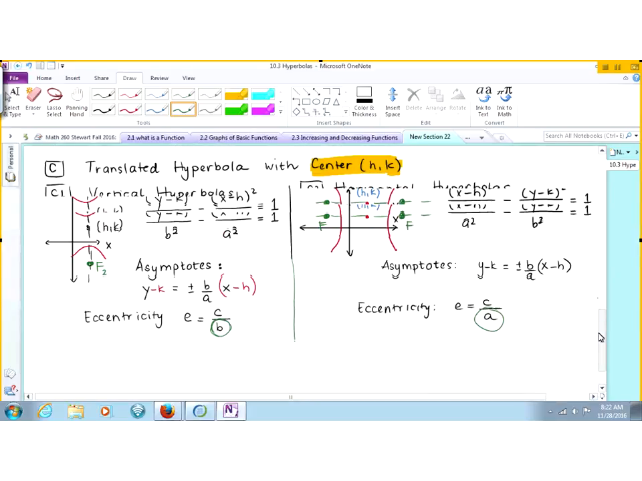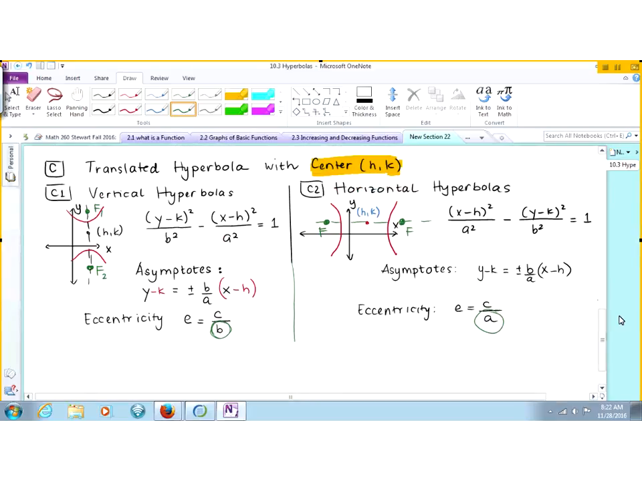Okay. Now let's do examples for the translated one. For the foci for the translated one, is it still going to be c squared equals a squared plus b squared? Yes. But then it has to be translated. So it's going to be h, comma, k plus or minus c, or h plus or minus c, comma, k.